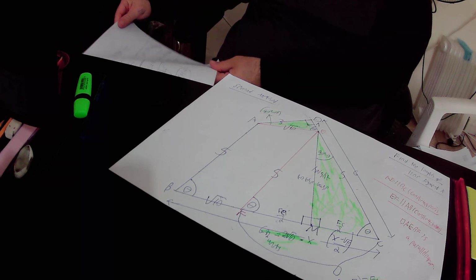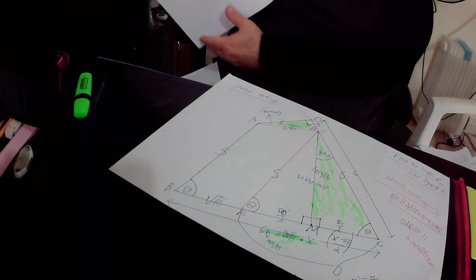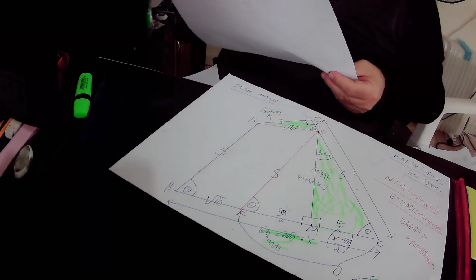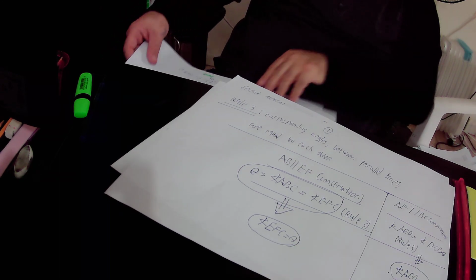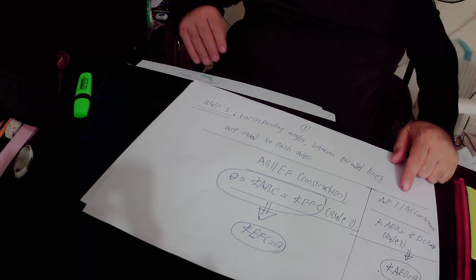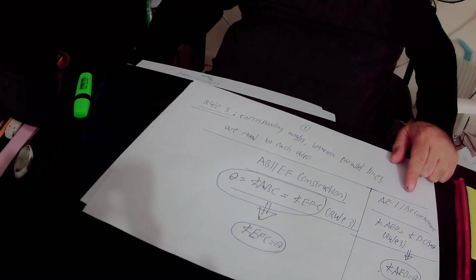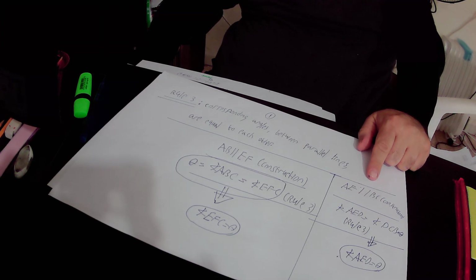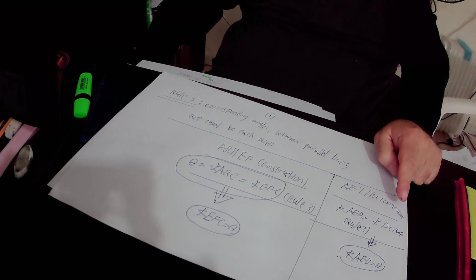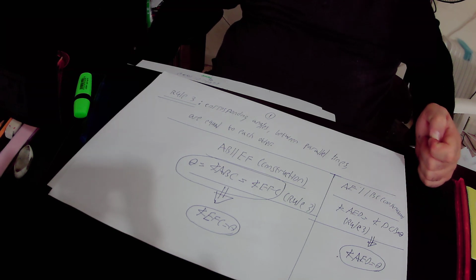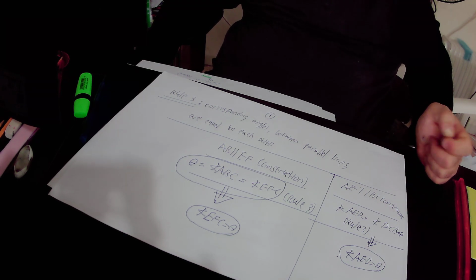Likewise, according to our construction, AE is parallel to BC. Therefore, according to rule number 3, the two angles, angle AED and angle DCB, that are defined as corresponding angles, will be equal to each other.